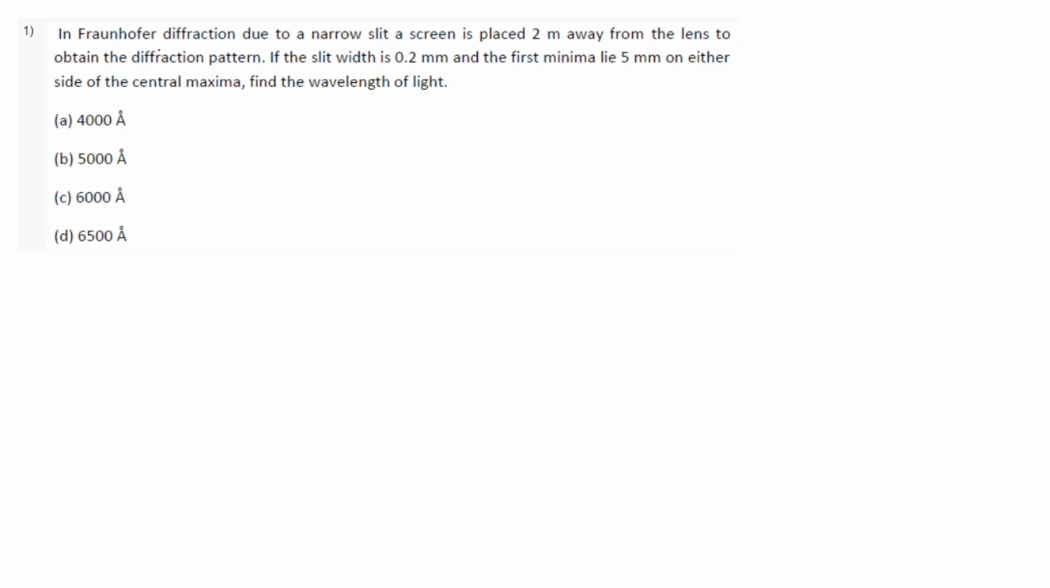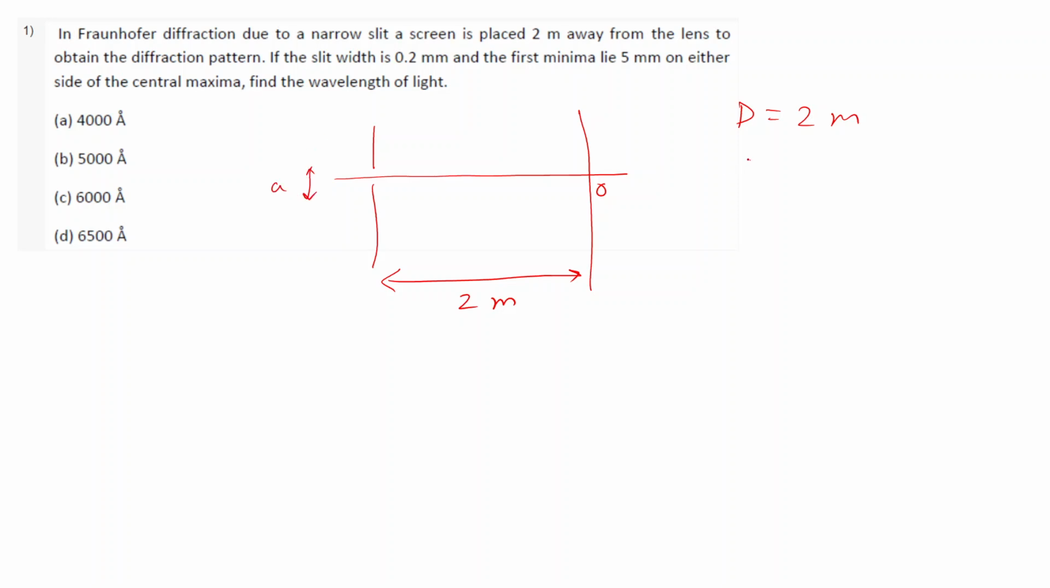So here the question is, in Fraunhofer diffraction due to a narrow slit, I think here we are talking about single slit diffraction. So due to a narrow slit, a screen is placed 2 meter away from the lens, to obtain the diffraction pattern. If the slit width a is 0.2 mm, and the first minima lies 5 millimeter on either side of the central maxima.